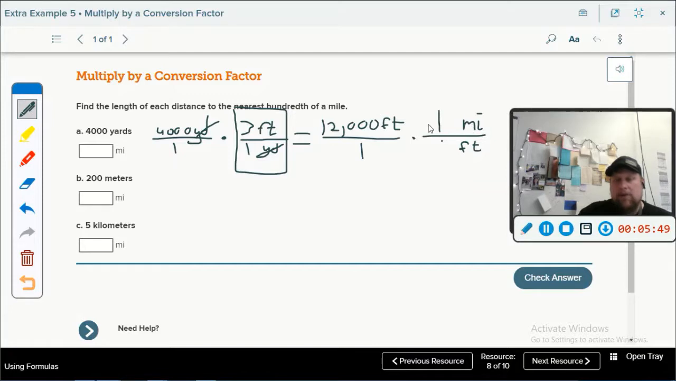Miles is bigger than feet. Whichever unit is bigger, that's going to get the 1. Yards is bigger than feet, so 1 got the yards down here. But miles is bigger than feet. So 1 mile. How many feet are in a mile? 5,280 feet.